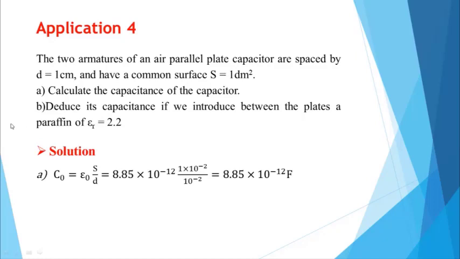In part A, I have to use this relation, which is C0 is equal to epsilon 0 S divided by D. Sometimes we use A for the area and sometimes we use S. And the final answer will be 8.85 times 10 to the power minus 12 farad. In part B, I have to use the formula, which is C is equal to C0 multiplied by epsilon r, which is equal to 19.49 times 10 to the power minus 12 farad. Don't forget that we have to convert to the SI units.